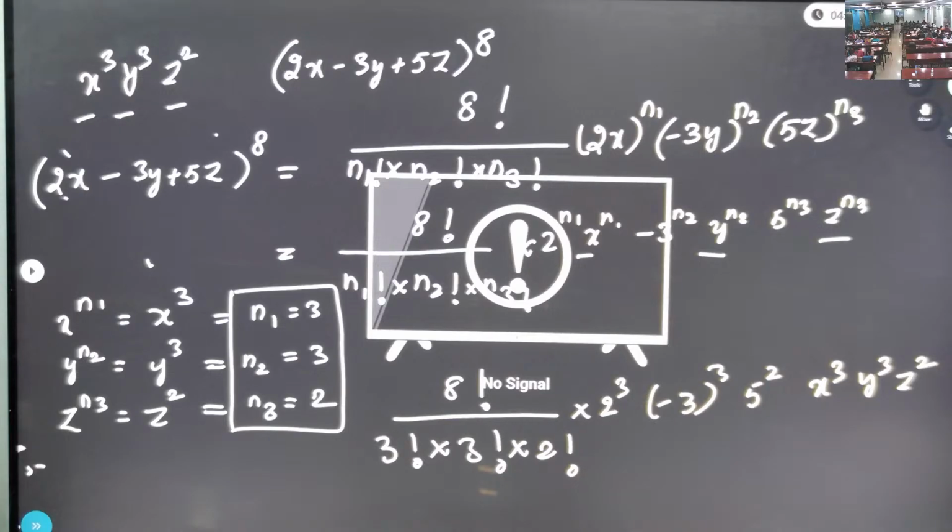Now substitute the values in the formula: n factorial by n1 factorial into n2 factorial into n3 factorial into n4 factorial into n5 factorial, x power n1 plus y power n2 plus z power n3, that is a power n1 plus 2b power n2 minus 3c power n3 plus 2d power n4, 5 power n5. Once you substitute these values, you will get your final answer after simplification. Clear?